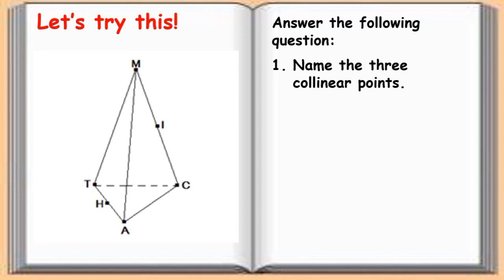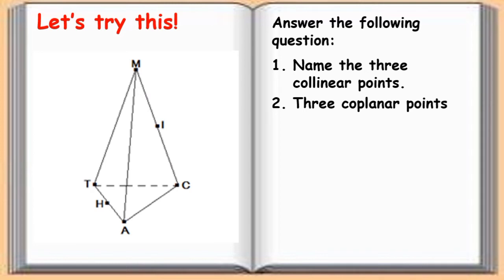So, in this given, points M, I, C are collinear points. And also, T, H, A are collinear points. So, again, when we say collinear points, these are the points that are found on the same line.